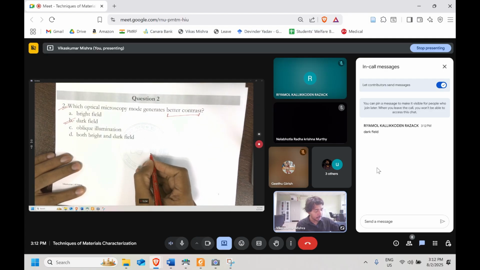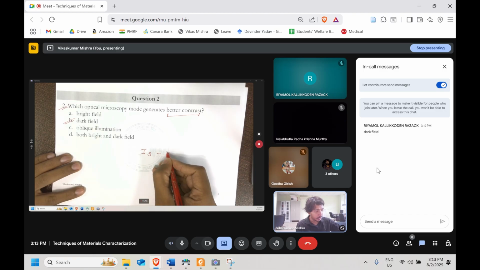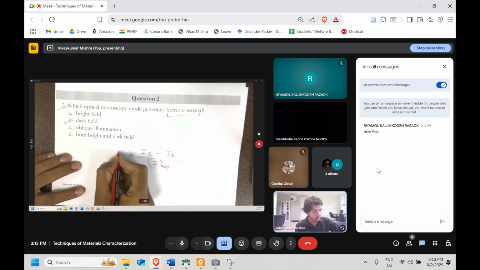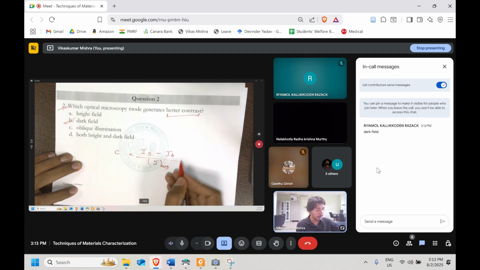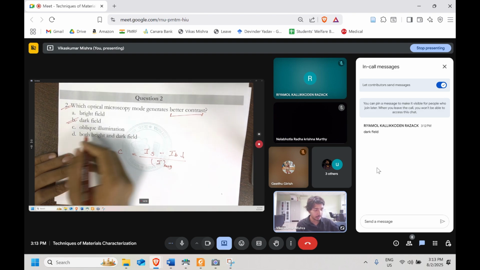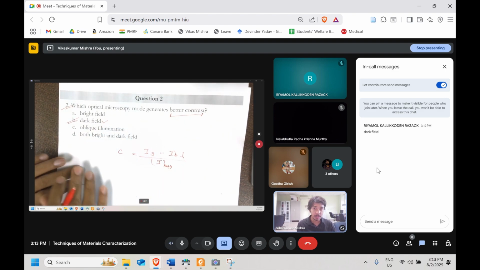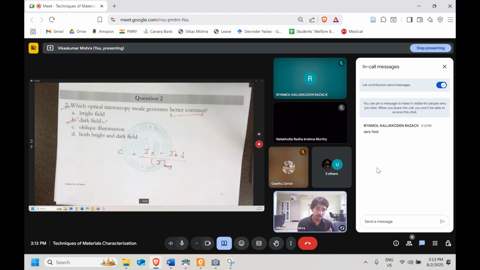So the contrast is the intensity of the specimen minus the intensity of the background, divided by the average intensity. This is what we call the contrast. Now if we can minimize the negative term, we can increase the contrast. So in that way we can say that dark field is better. And this is the reason why we are using it, because it's giving us better contrast.